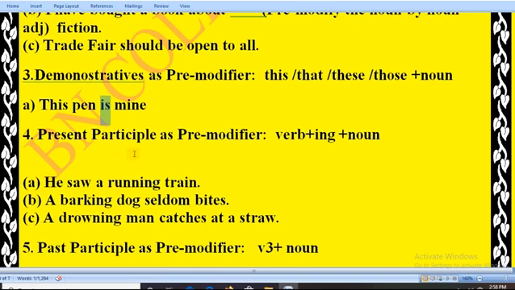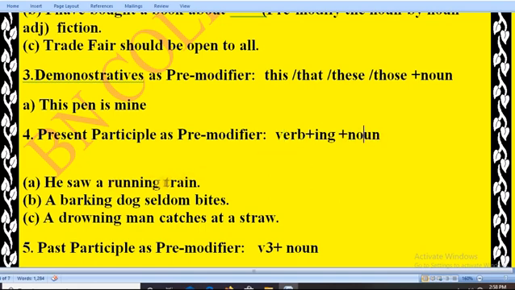Now number 4, present participle as pre-modifier. Already এটা অবশ্যই ডিসকাস হয়েছে, তোমরা আশা করি বুঝতে পেরেছো। প্রেজেন্ট পার্টিসিপল as pre-modifier মানে হলো ভার্বের প্রেজেন্ট ফর্মের সাথে আইএনজি যোগ করে নাউন যুক্ত করা। Suppose I saw a running train. So a running train, that is, the running train. Here the present participle is run, running, verb plus ing.